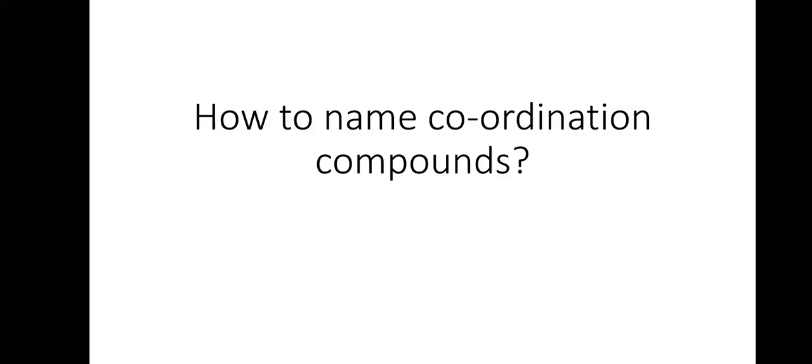Hello everyone, let's see how to name coordination compounds. First, let's see what a coordination compound is. It's a compound which has coordination bonds in it between a central atom and a type of ligand, or maybe another atom. For an example, let's take this one.